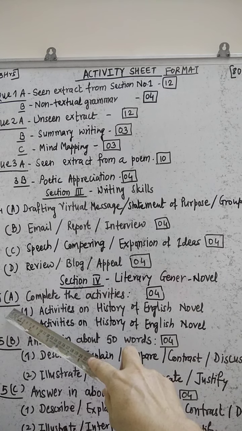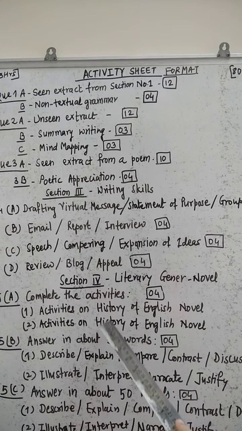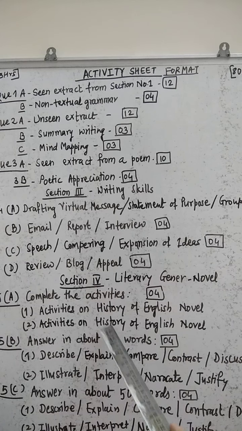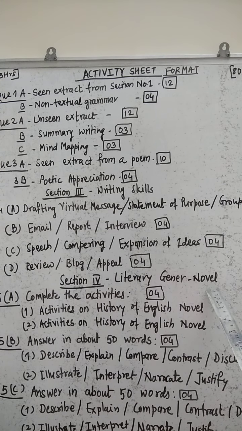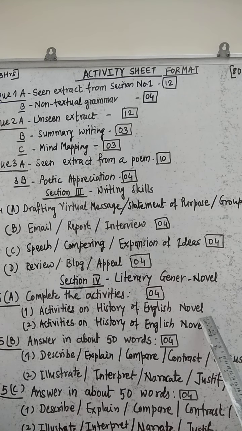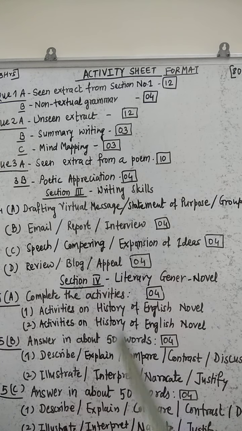Under question 5a, activities will be given to you. There will be 2 activities, and both of them will deal with the first part of this section, that is history of English novel. You are going to get multiple choice questions here. You are also going to get a different type of question which we will be dealing with as and when we deal with the novel section or section 4.